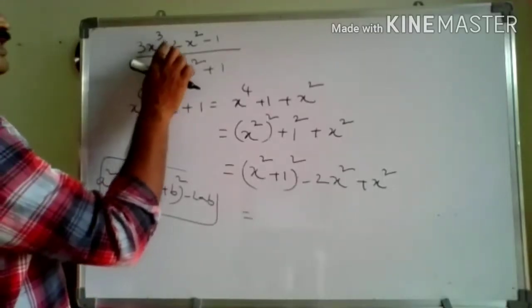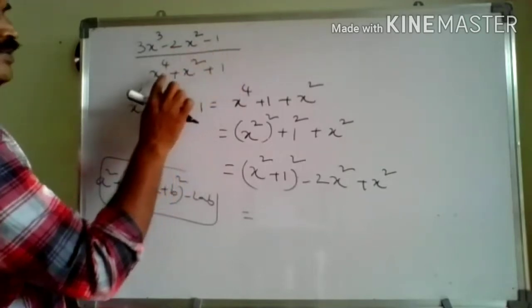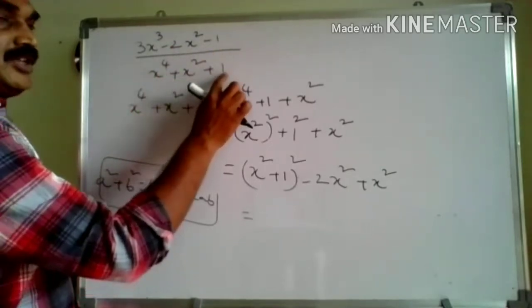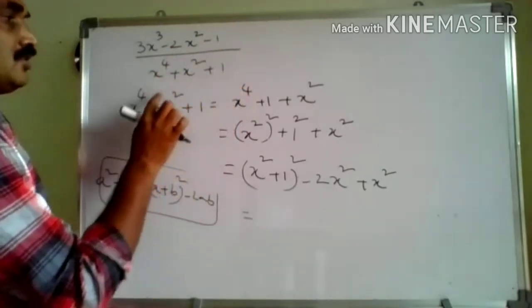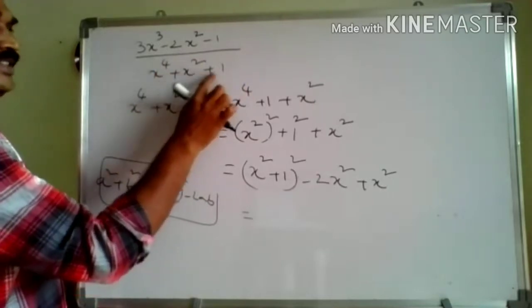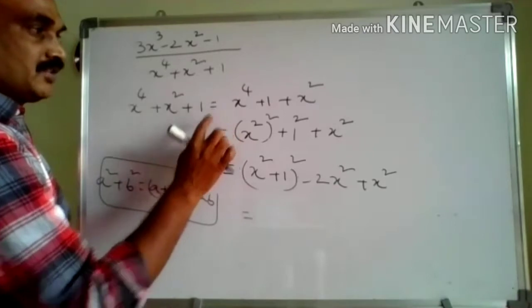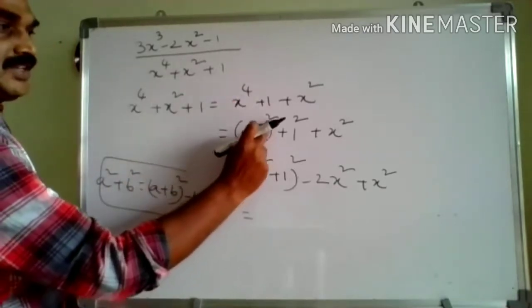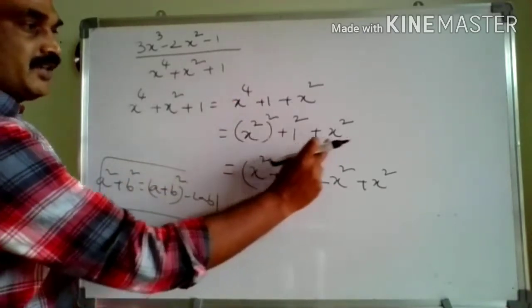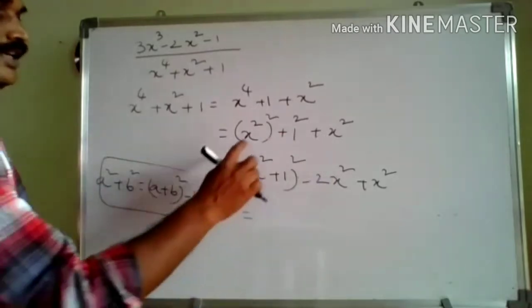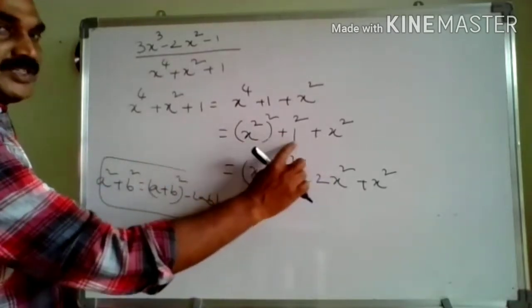Say (3x³ − 2x² − 1) / (x⁴ + x² + 1). Here the denominator is x⁴ + x² + 1. So x⁴ + x² + 1 is equal to (x²)² + 1² + x². Here we apply the formula a² + b².